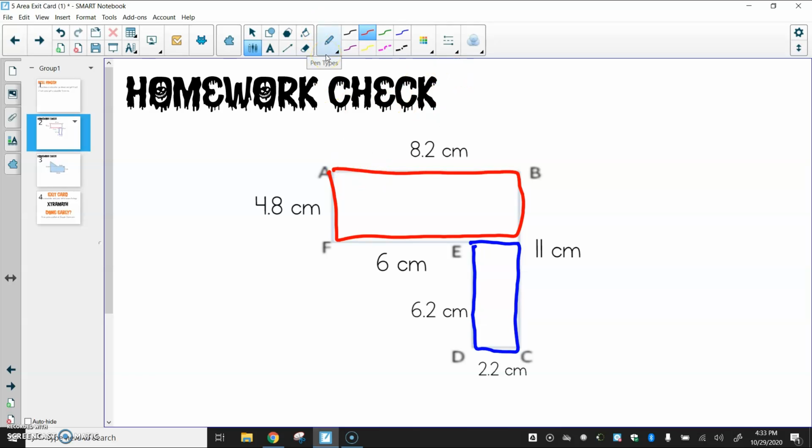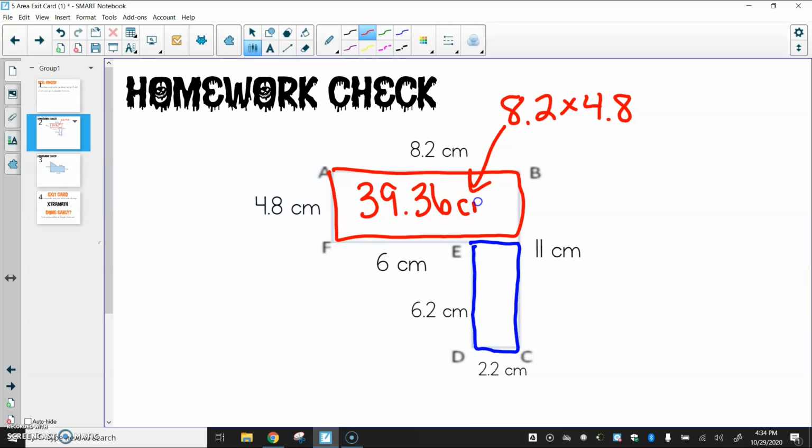Let's figure out the area for them. I'm going to start with this bigger rectangle right here. So I can see, because now we have all of our measurements filled in, that I've got a length of 8.2 and a width of 4.8. So I'm just going to do it off to the side. That's what I'm multiplying together to find the area: 8.2 times 4.8. But remember, you can use a calculator for that. So I'm going to type that in my calculator, 8.2 times 4.8, to figure out the area of this rectangle, which is 39.36 centimeters squared.